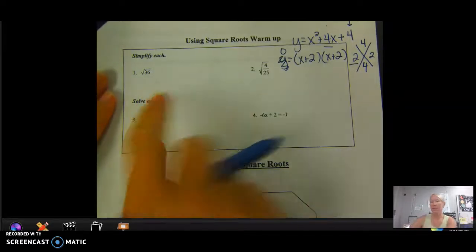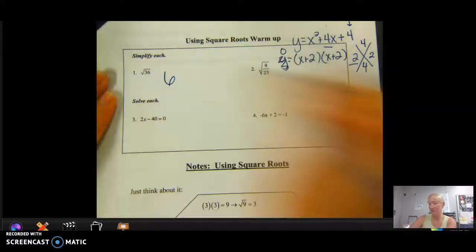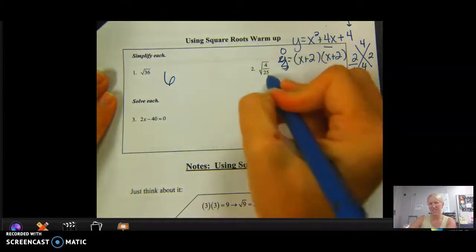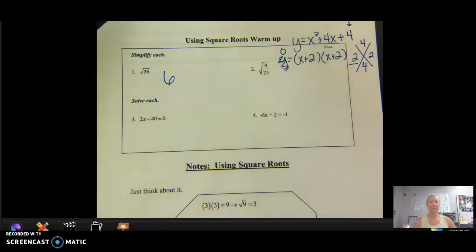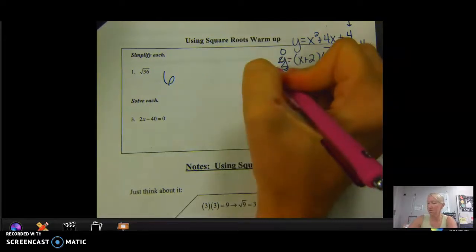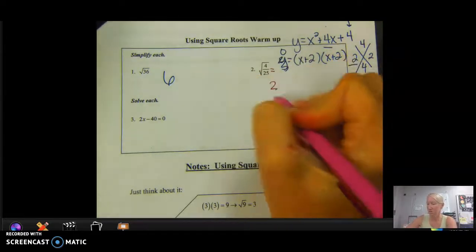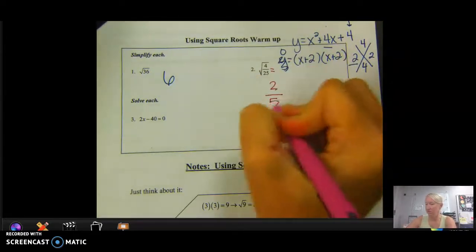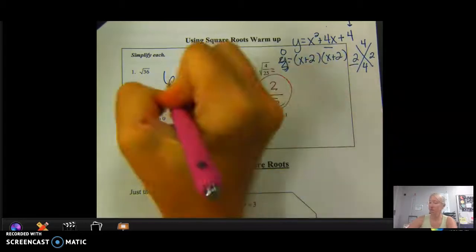All right, simplify each. Square root of 36 is 6. This guy looks a little different than what you have seen. You just do the top and you do the bottom, and then that's your answer. So the square root of 4 is 2. The square root of 25 is 5, so my answer is 2/5.